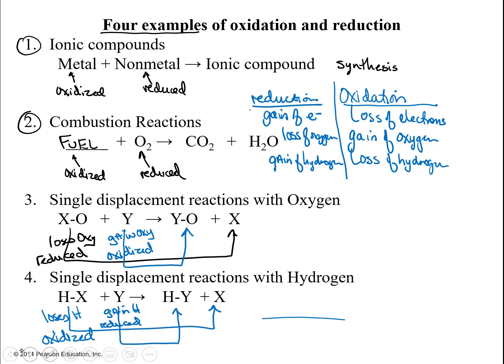So hopefully that helps you feel like, okay, I think I can figure this out from synthesis, combustion, and then those single displacement reactions. Those are really the three different kinds of reactions where oxidation and reduction can be identified. Not all reactions are oxidation and reduction, okay? They have to be where you're swapping electrons or hydrogen or oxygen between reactants in that reaction.